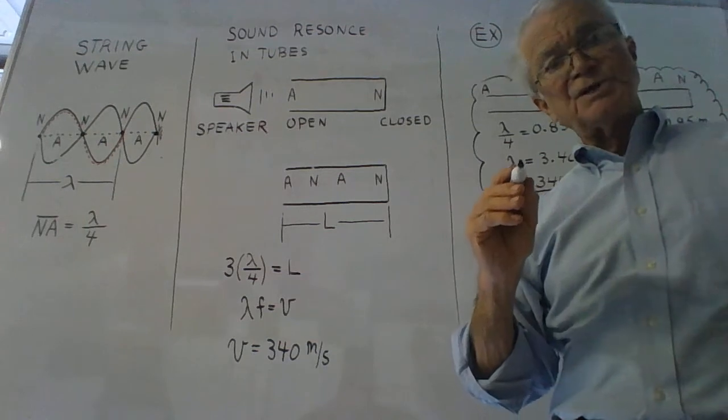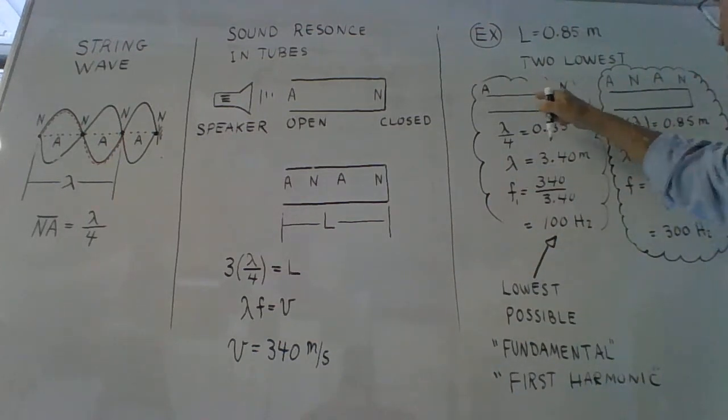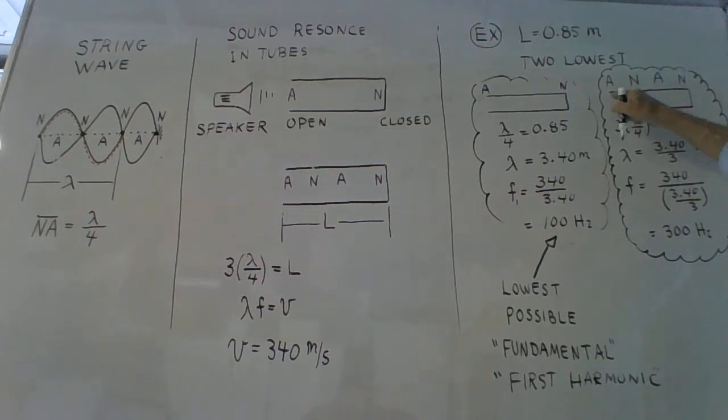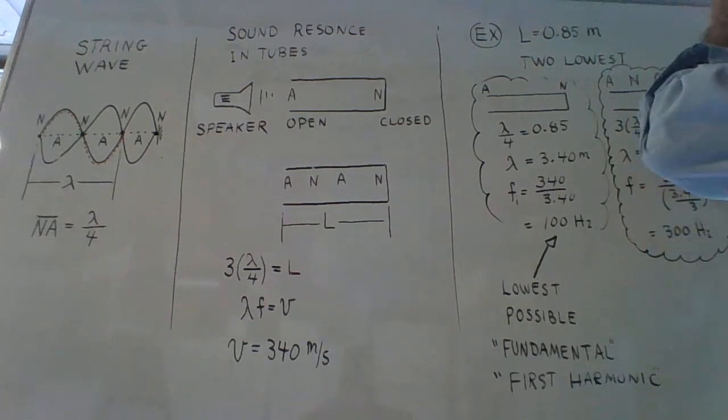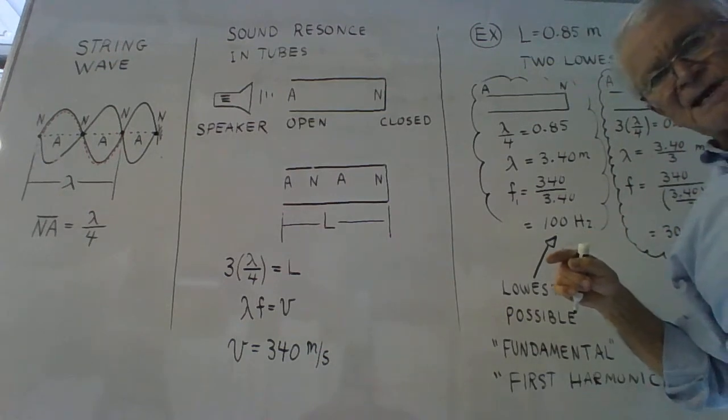All right, let's calculate the next frequency. The next fewest letters that we can write down representing the nodes and antinodes is shown here. Notice that there are 1, 2, 3 of these A-N, A-N, N-A segments. So 3 times a quarter lambda equals the length of the tube. 4 times that is 3.4. Divide by 3. I'll leave it like this rather than decimalize that number.